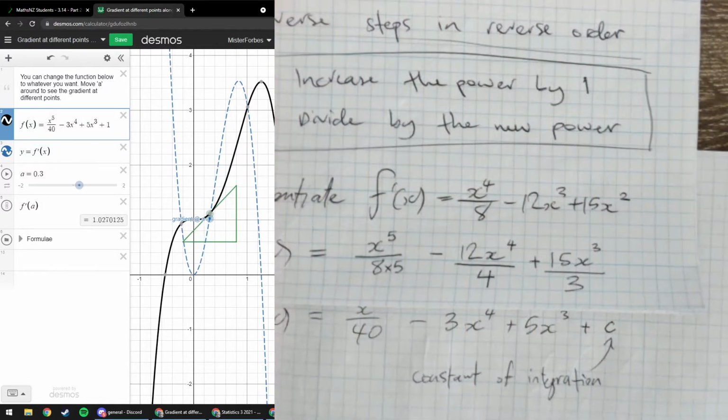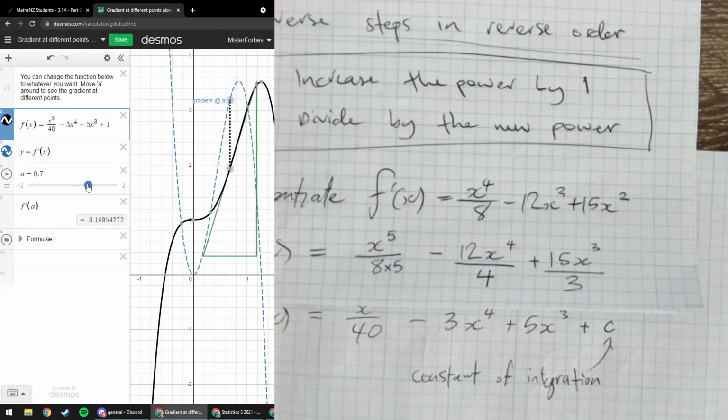Now, I just want to explain that plus c really quickly. So we're going to go over to Desmos here. We've got our original functions here: f of x equals x to the power of 5 over 40 minus 3x to the power of 4. So it's the same function we're working with. The function is in black, and our derivative is in blue here. Now the thing I want you to notice is that if I was to get rid of this, I want you guys to look at the blue dotted line.